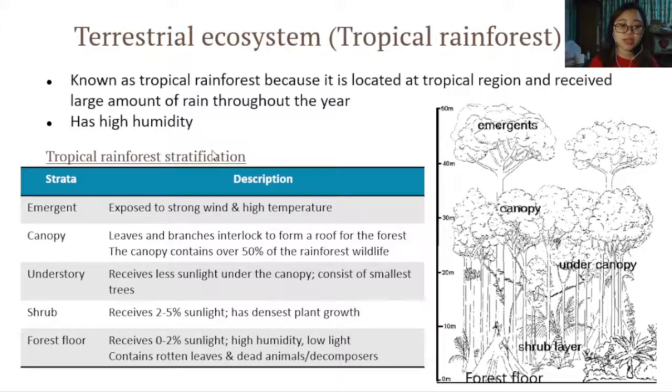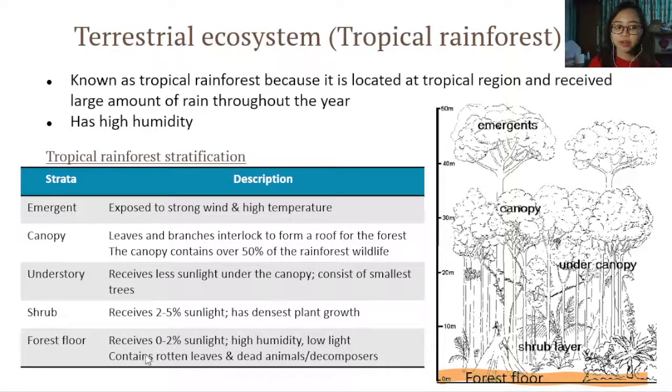So kalau kita bagikan dia kepada beberapa level, kita biasanya boleh dapat 5 level atau 5 stratum. Paling atas adalah emergent, selepas emergent canopy layer, selepas canopy layer understory layer, ataupun kadang-kadang digelar sebagai under canopy. Diikuti dengan shrub layer and forest floor. So I'm going to start from the bottom. Starting from the bottom is the forest floor.